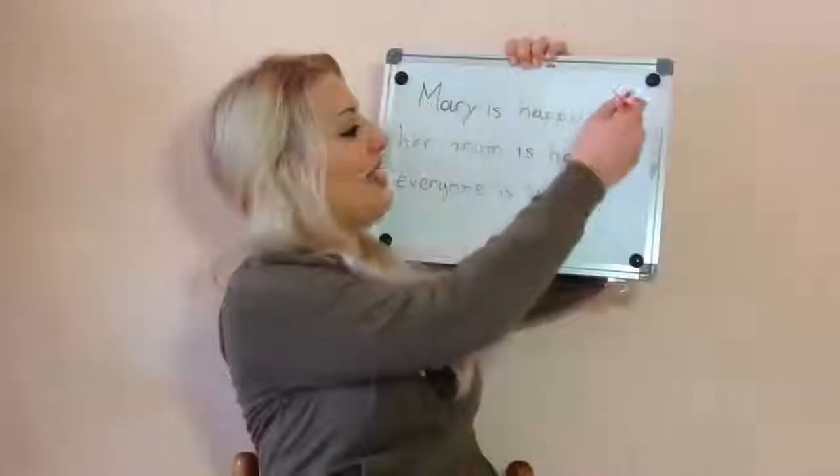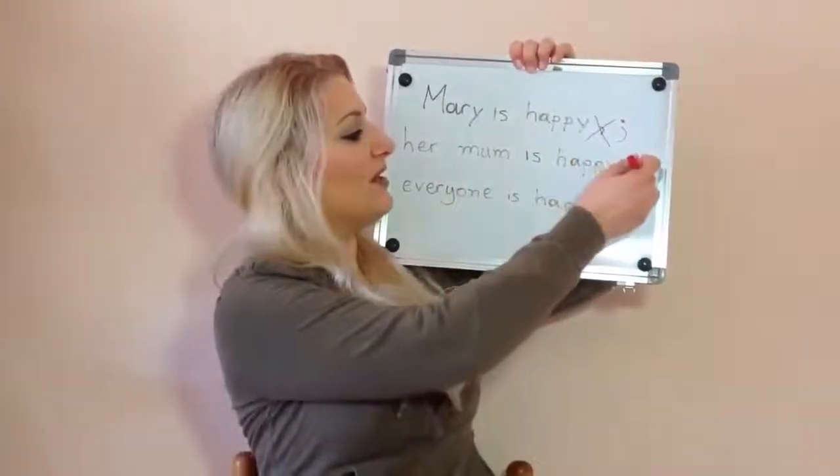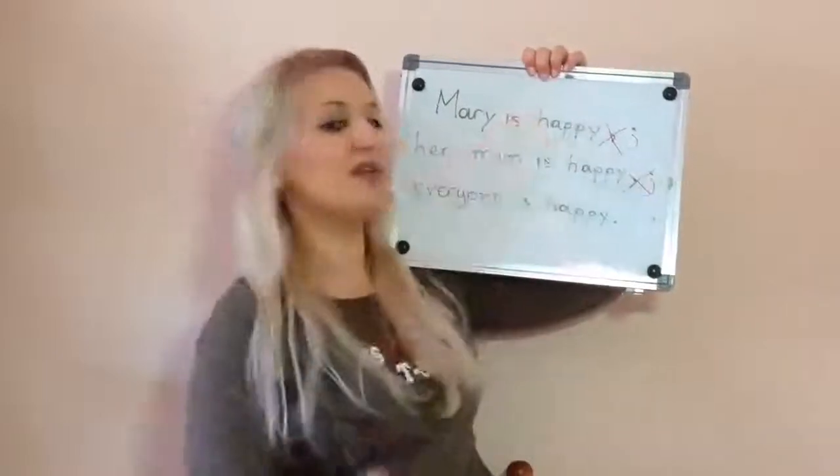This is wrong. Instead, we use a semicolon between them. So we will have Mary is happy, semicolon, her mom is happy, semicolon, everyone is happy. Okay? Keep that in mind, not only for your IELTS writing, but also for your academic studies later.